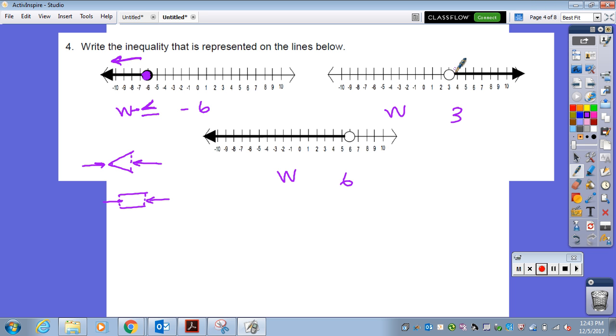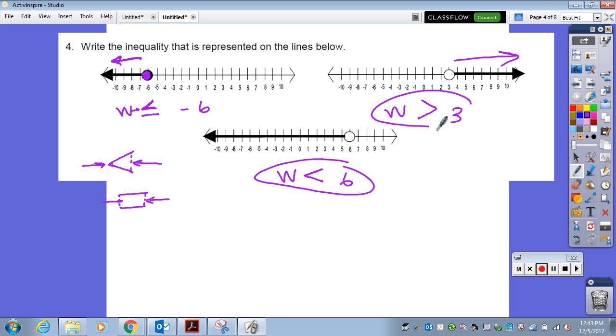Same thing here, except W, we're going to the big side. We want W on the big side of the inequality. W is greater than 3. And then on this one, we're shading the smaller numbers, which means W must be smaller. We're shading, we put W on the small side of the inequality.